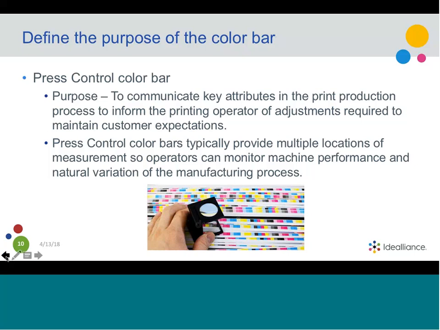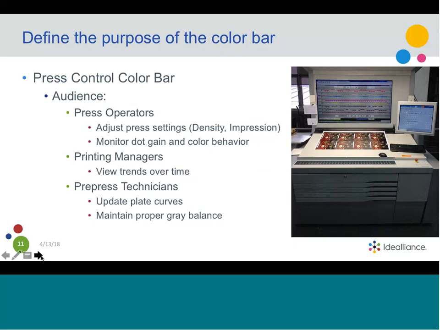Sure, yeah, I can certainly start talking about it. So generally speaking, the press control bar is viewed by the press operator. They're using it and the information it provides to adjust press settings live while the work is being run in production. This allows them to maintain the proper densities, impression, monitor their dot gain, color behavior, and everything else. But that's not the only audience of a press control color bar. So printing managers also utilize this vast collection of information to view trends over time. This is great for assuring consistency run to run and also determining what maintenance may be needed on the press and other attributes that are also contained in the bar.